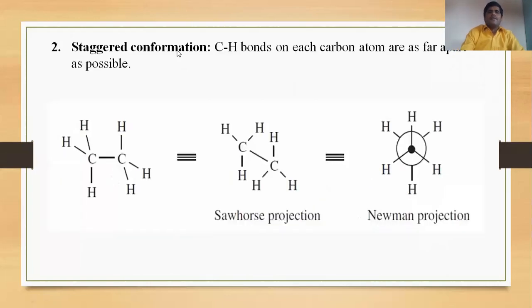Staggered conformation, again, has two types. Basically they are rotated at 180 degrees, that is anti staggered, and if they are at the 60 degree angle, that is called the gauche conformation. You just see the hydrogen atoms on the carbon atom of the first and backward carbon atoms, they are far away from each other. That will show the staggered conformation.